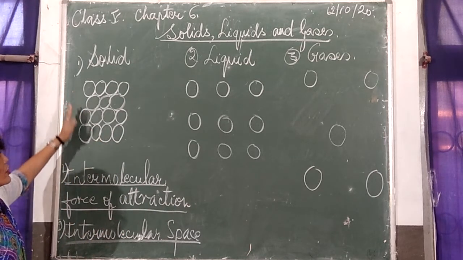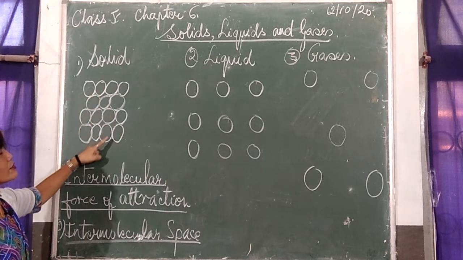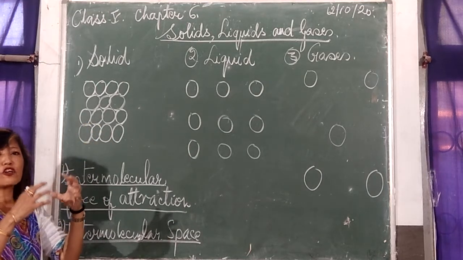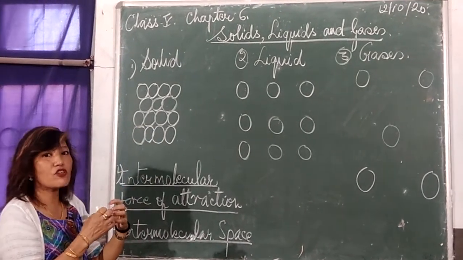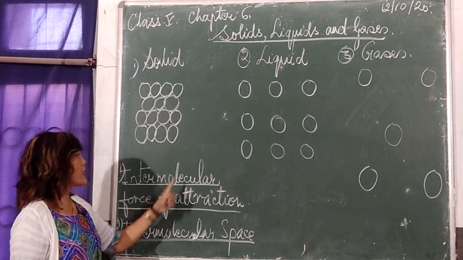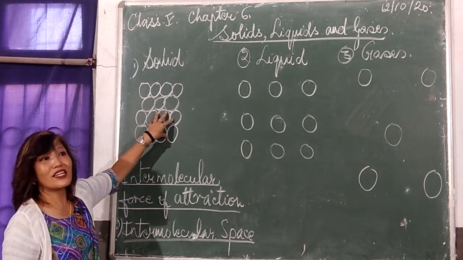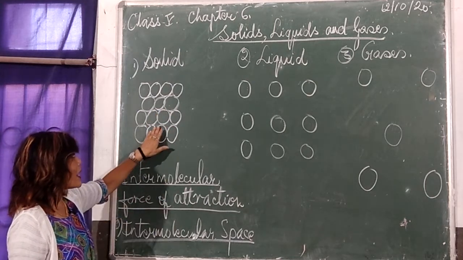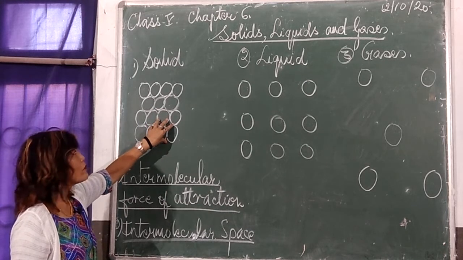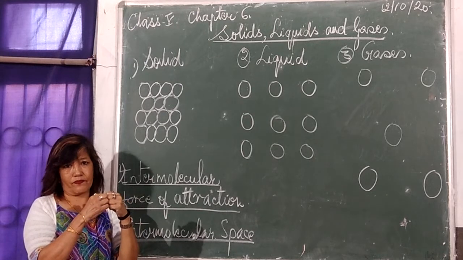I have already drawn that part. So let's see, suppose these are the molecules. How are they arranged in solids? The molecules are tightly packed. They are closely packed, and they do not have any space between them. Which means the intermolecular space between the molecules in solids is zero. The intermolecular space is absent. They are tightly packed, closely packed, which means the intermolecular force of attraction is the strongest.